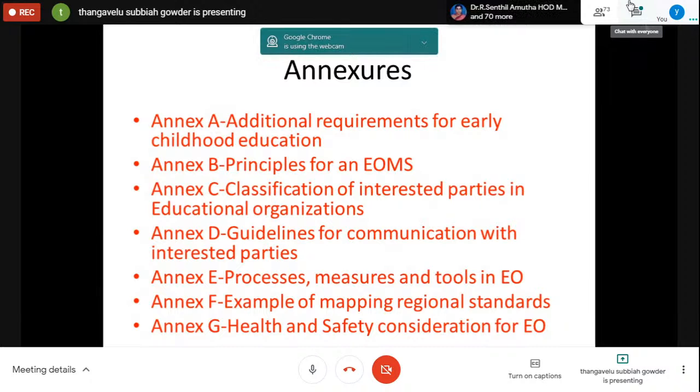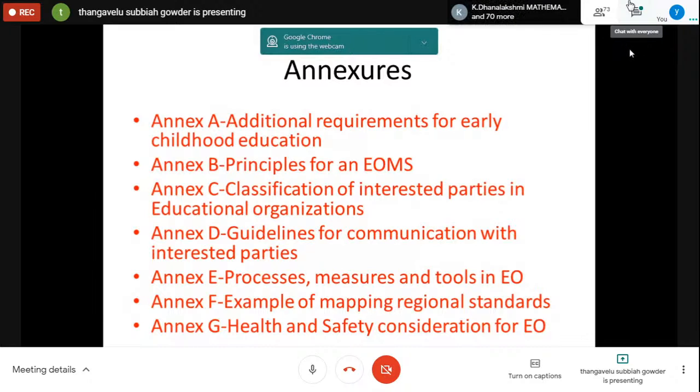Additional requirements for early childhood education. See, this system is for university education, high school education, informal education, skill development, NCERT courses, everything. The same system is available. If somebody is going for skill development, they will take into consideration national requirements. The principles for an ISO EOMS are given. There are 11 principles, and this system is developed based on those principles.